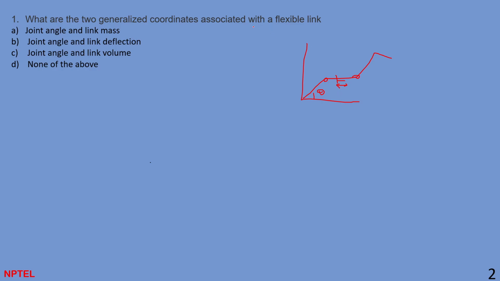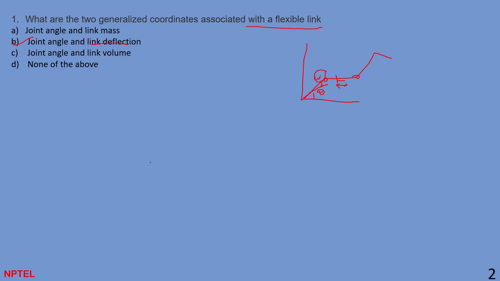But whenever it is a flexible link, there is always some kind of deformation happening due to its weight or some kind of vibration, right? So apart from theta, there's some term called delta. So not delta, but W. W is a lateral deformation caused due to its weight. So that is a deflection basically. So your answer here will be B, joint angle and link deflection.